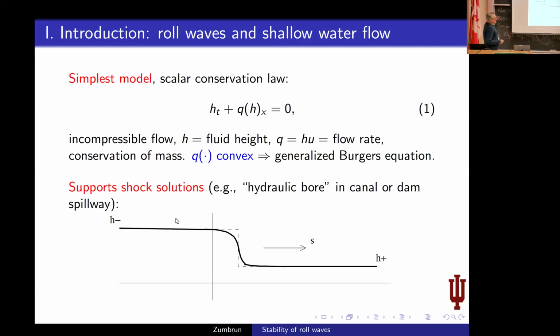This is shallow water flow in a channel, but we're taking a 1D approximation, so you just have height. H is height, Q is flow rate, and you assume that the flow rate is a function of the height. With that, you have a genuinely nonlinear scalar conservation law, as we just talked about. And these form shocks, sometimes called a hydraulic jump or a hydraulic bore in this context.